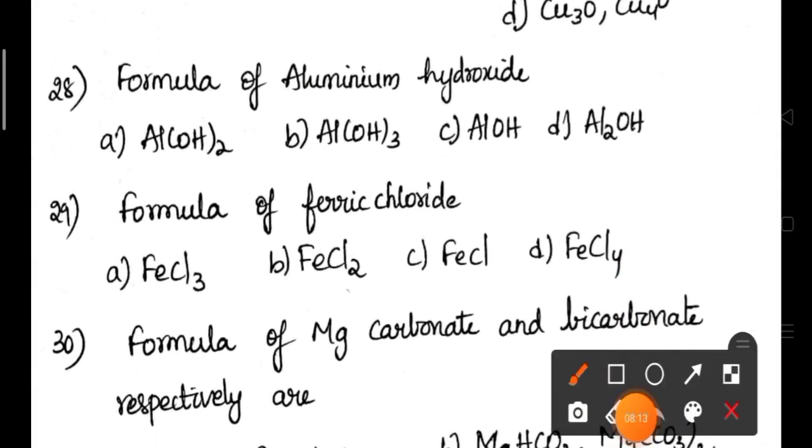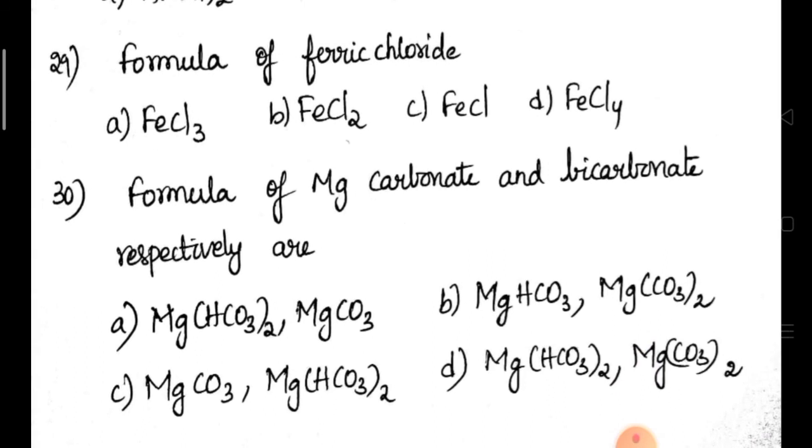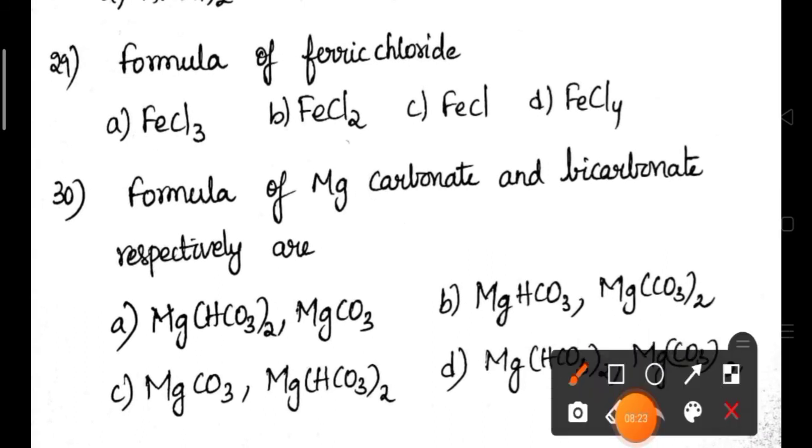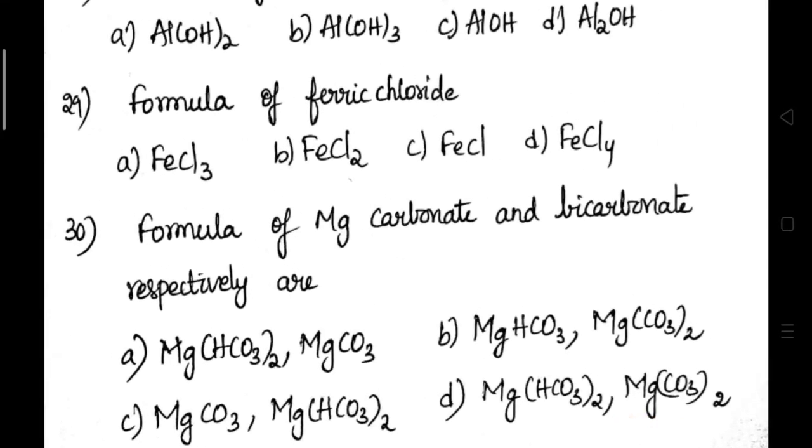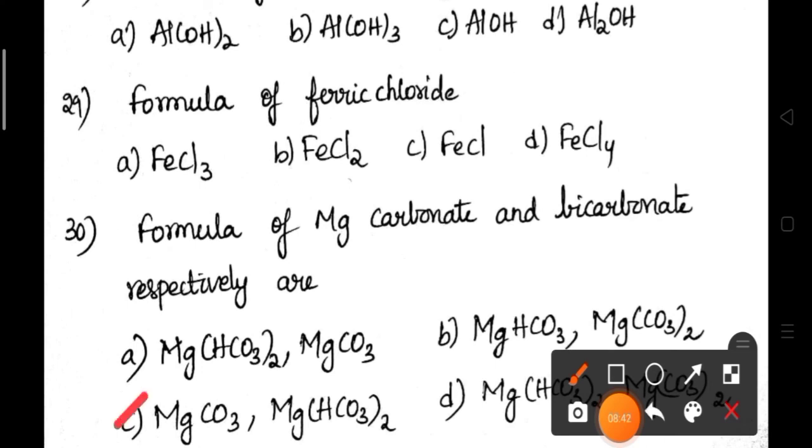28th question. Formula of aluminium hydroxide. AlOH taken thrice is the correct answer. Okay. 29th question. Formula of ferric chloride. Ferric, Fe plus 3. Answer is FeCl3. And the last question, a very easy question. Formula of magnesium carbonate and bicarbonate respectively are MgCO3, MgHCO3 taken twice is the answer. Okay. We have completed so far 30 questions.